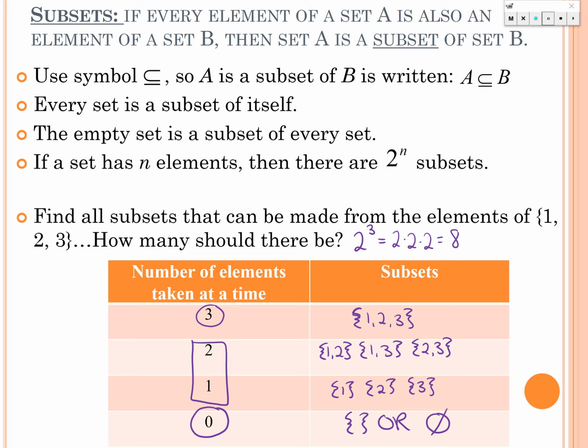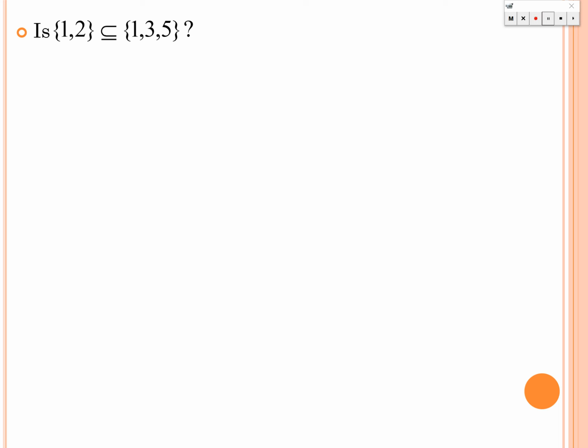So now just to kind of hit home some of the subset ideas here. Take a quick peek. Take a minute. See what you think the answer to this would be. So is 1, 2 a subset of 1, 3, 2? No, it's not. Because 2 is not found in that second set. 2 is not an element of that second set. All the elements have to be found in there for it to be a subset. I can't be missing a single one.